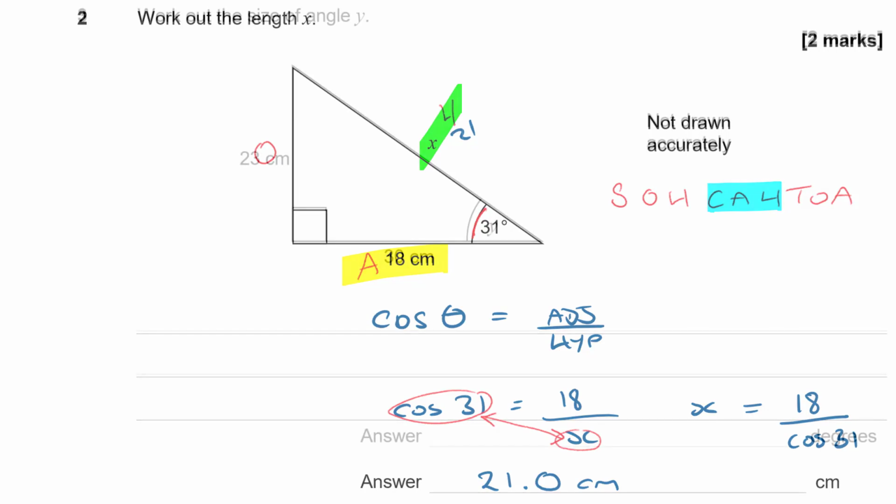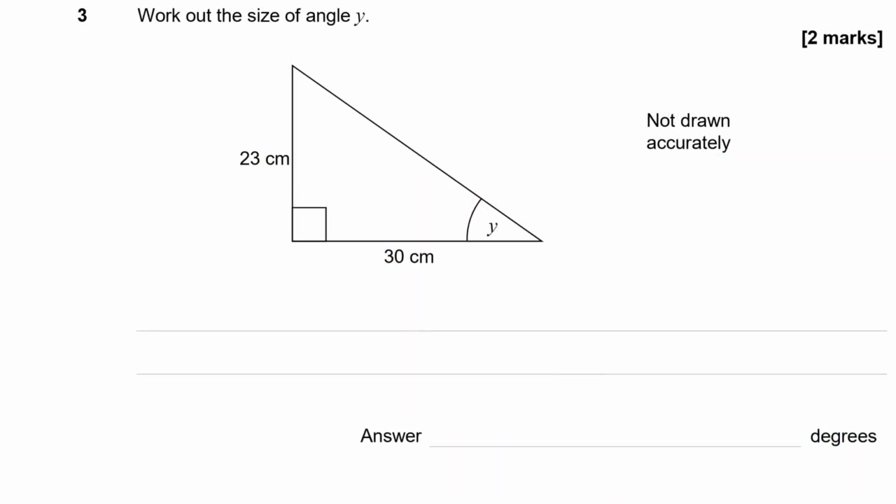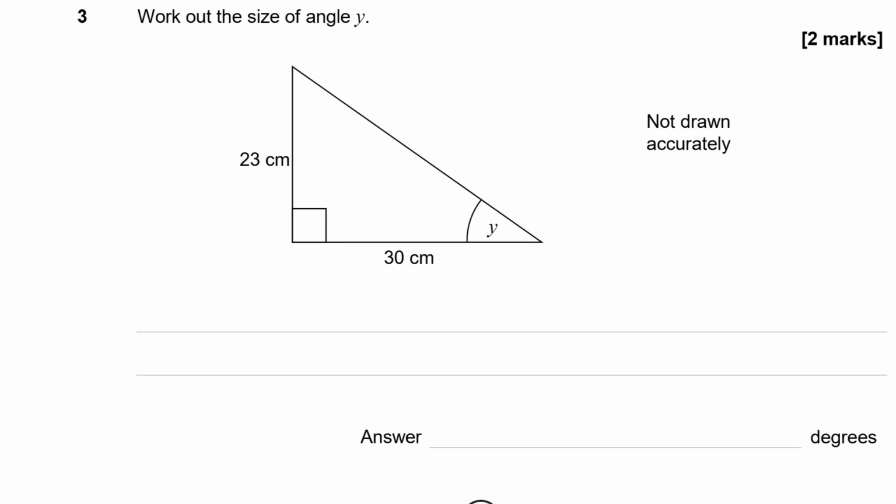Let's move on. Question 3, work out the size of angle y. Okay, so I've got another right angle triangle. But this time it is the angle I need to find, that angle down there. But I'm going to go through the same steps as the last question. I'm just going to label up the 3 sides to start with. I usually start with the longest side, that's my hypotenuse.